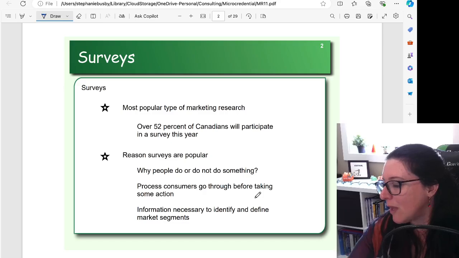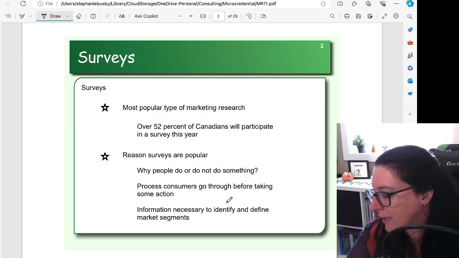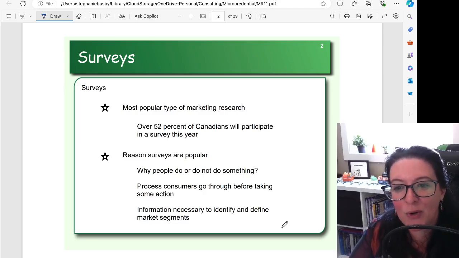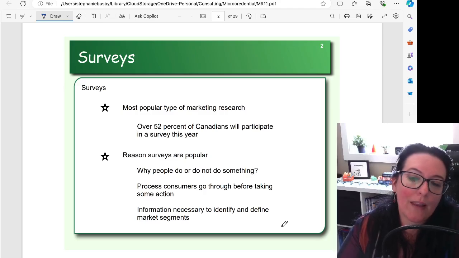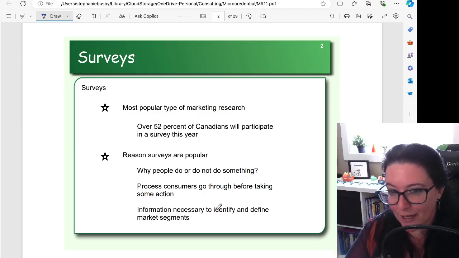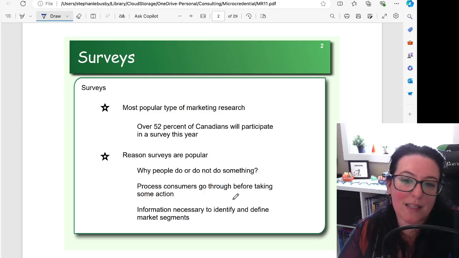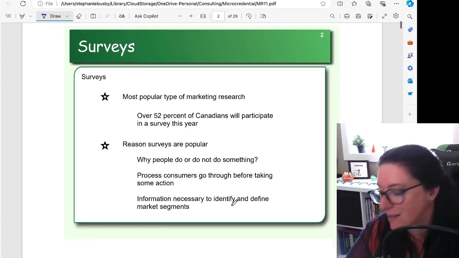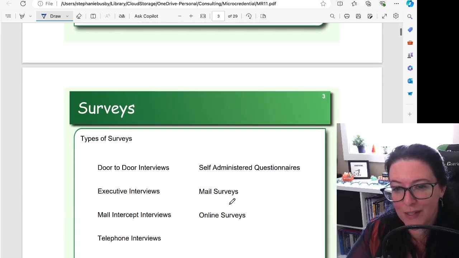So we can use surveys in marketing research to identify potential customers, define who those customers are, and what they like about a particular product. We can look at the process that customers go through before they take some kind of action. So we really get at why people do things and how people feel about things with surveys.